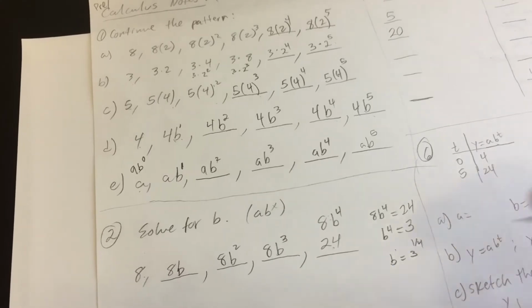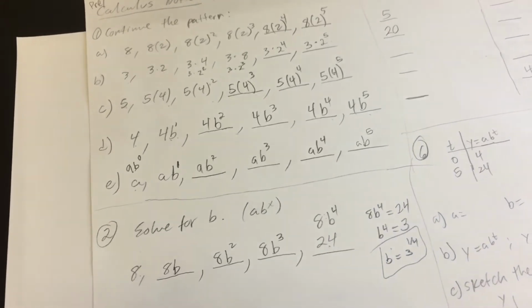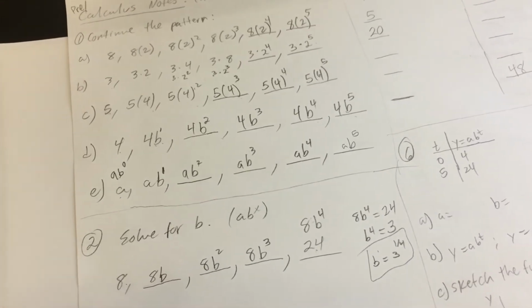That's our value of b. So that's the term we're repeatedly multiplying by to obtain a 24.